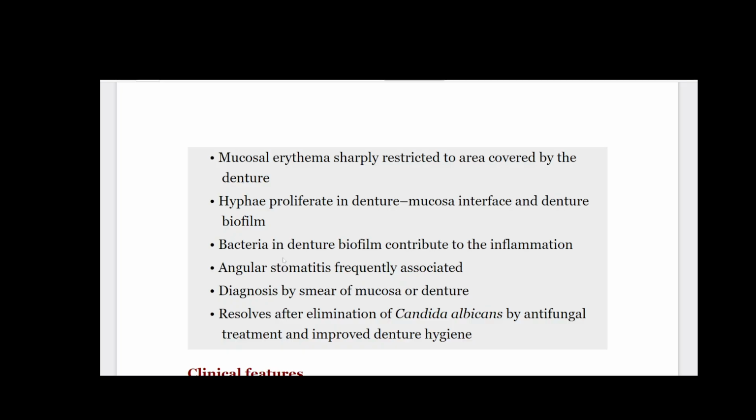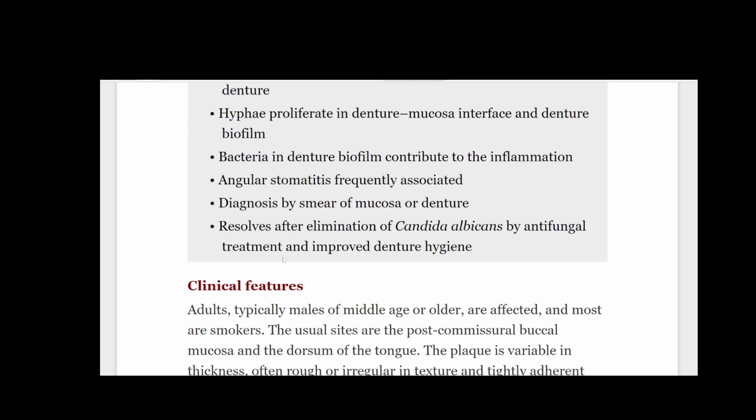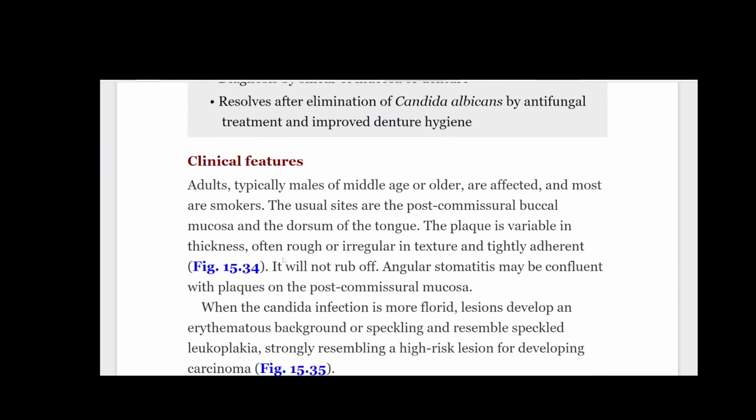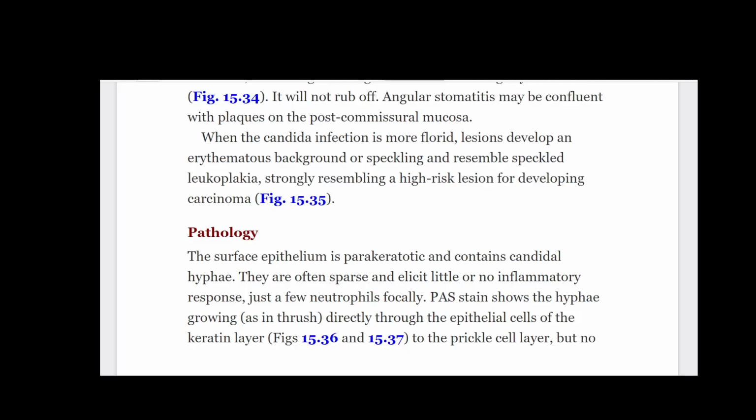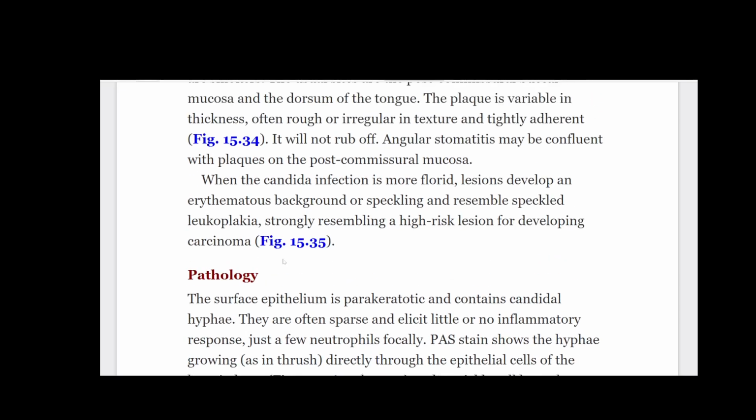Clinical features: adults. Typically males of middle age or older are affected, and most are smokers. The usual sites are the post-commissural buccal mucosa and the dorsum of the tongue. The plaque is variable in thickness, often rough or irregular in texture and tightly adherent, Fig. 15.34. It will not rub off. Angular stomatitis may be confluent with plaques on the post-commissural mucosa.